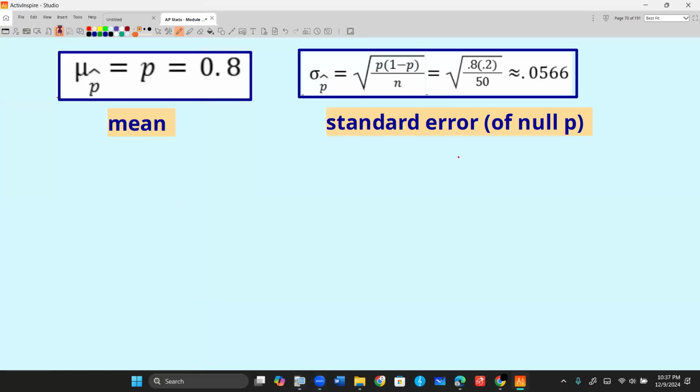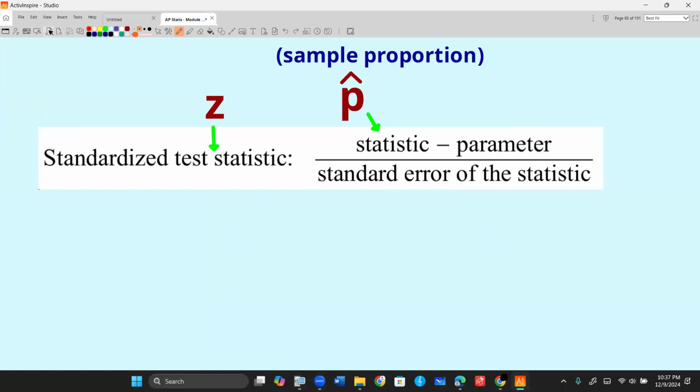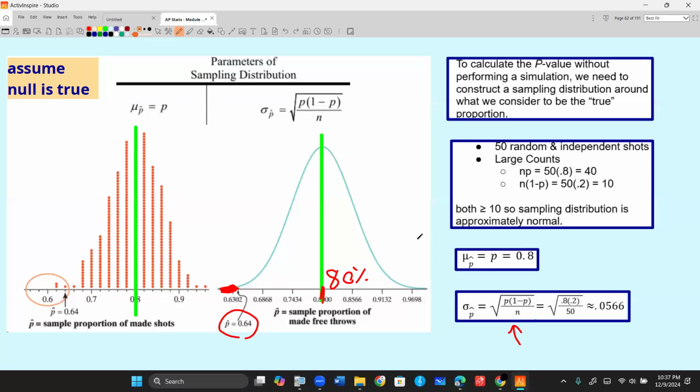Well, how do we know it's a normal distribution? Well, remember our large counts. We're going to go back here and check this. So back on this previous slide, I had calculated 50 times 0.8 to be 40 and 50 times 0.2 to be 10. Both of those are 10 or more. So I can actually use a normal distribution here and be safe that my calculation is correct. That's why I'm able to use the normal distribution, because of those large counts.